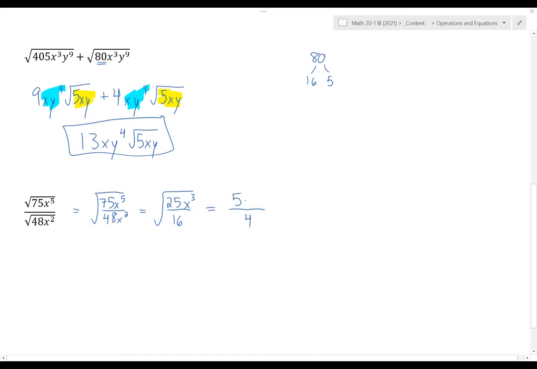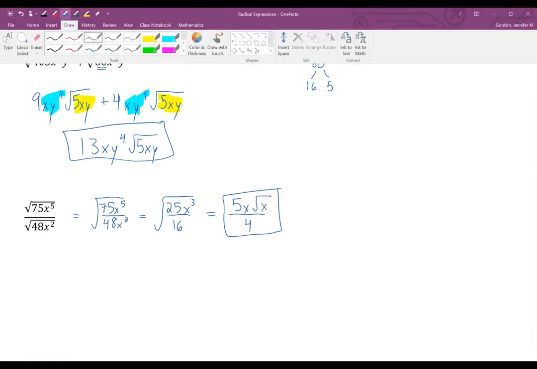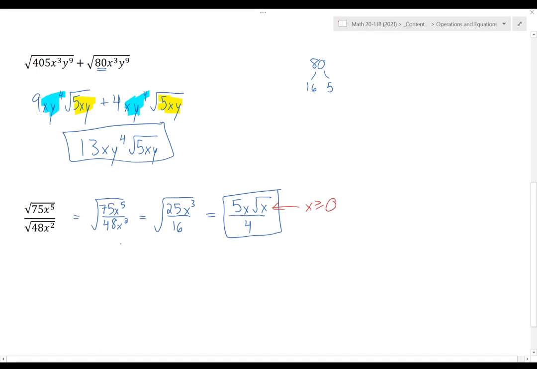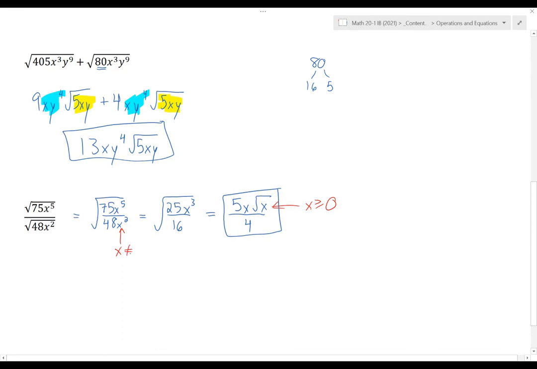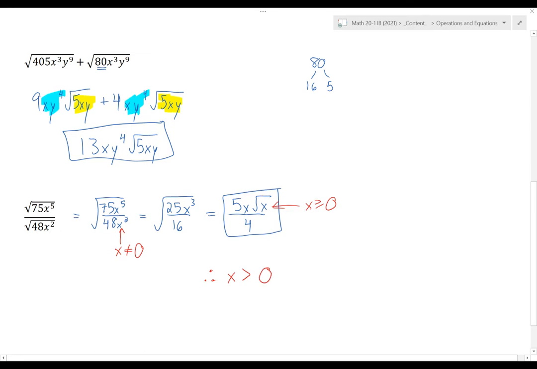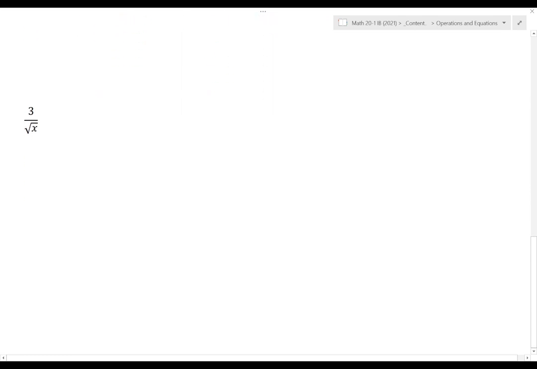X cubed is going to give me an x that comes outside, so the square root of x squared, but I still have a square root of x that is left inside. So this is the fully simplified form. Because we only have one variable here, we'll talk about the restriction. X is inside a radical, so I know because of that x has to be greater than or equal to 0. But x was also in the denominator, so x actually can't equal 0. So when I combine those two restrictions together in this case, x has to be purely greater than 0, not equal to.